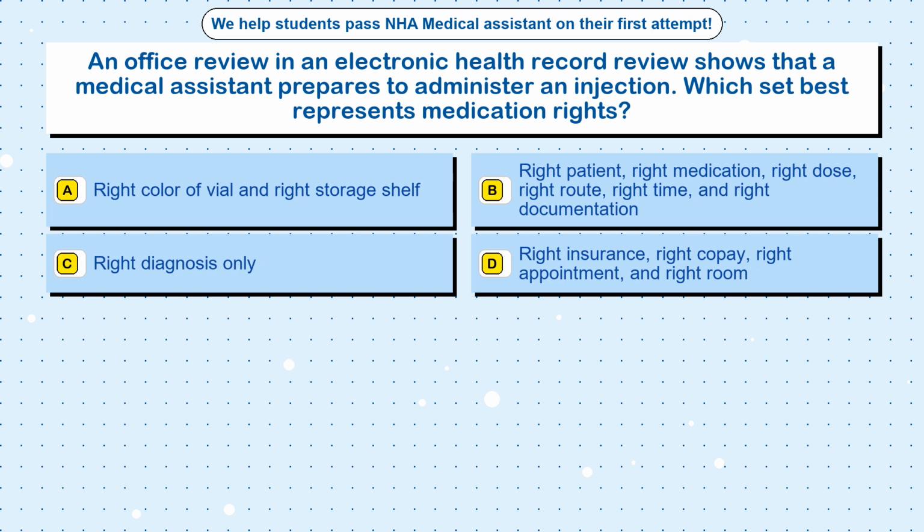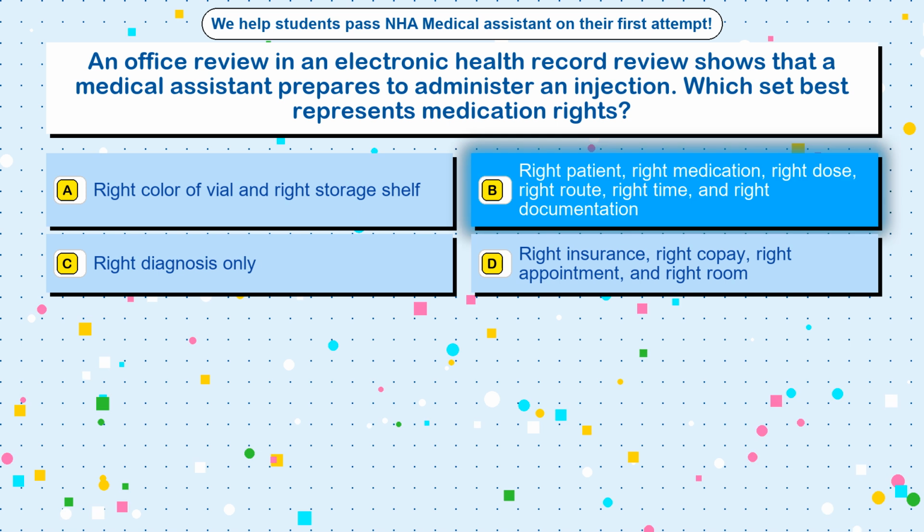Question 1. An office review in an electronic health record review shows that a medical assistant prepares to administer an injection. Which set best represents medication rights? Option A. Right color of vial and right storage shelf. Option B. Right patient, right medication, right dose, right route, right time, and right documentation. Option C. Right diagnosis only. Option D. Right insurance, right copay, right appointment, and right room.